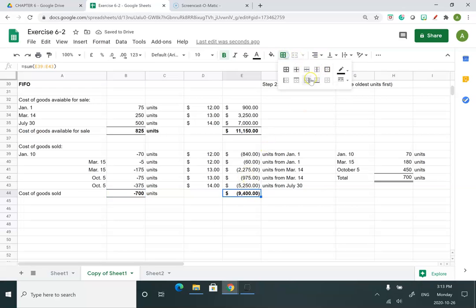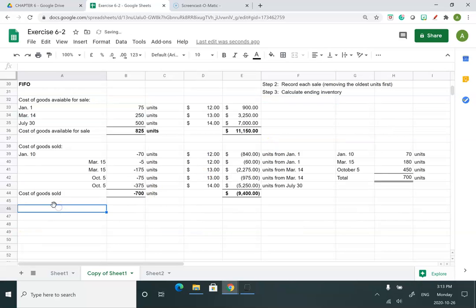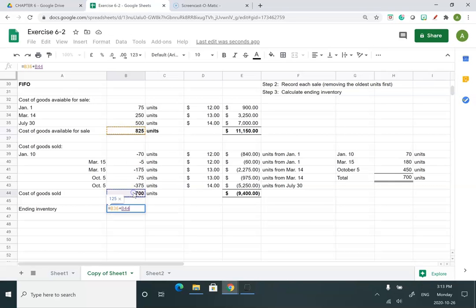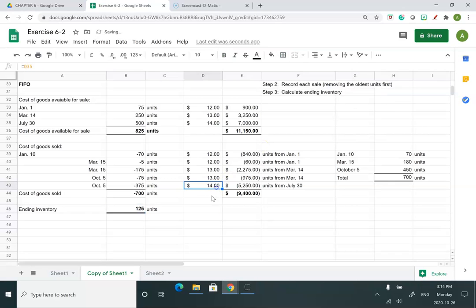Now what I'm going to do is figure out what I have left in my ending inventory. So this is step 3. Calculate ending inventory. My ending inventory is going to be what you had available for sale minus what you sold. So I have 125 units left in my ending inventory. And I'm just going to double underline that.